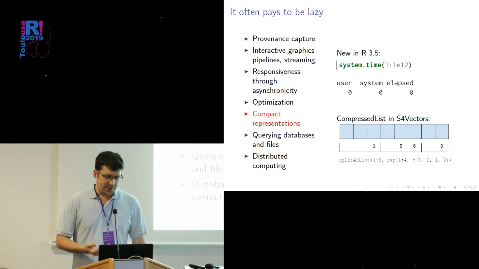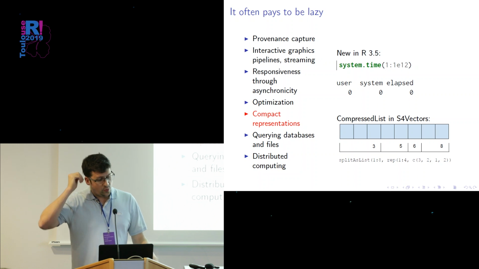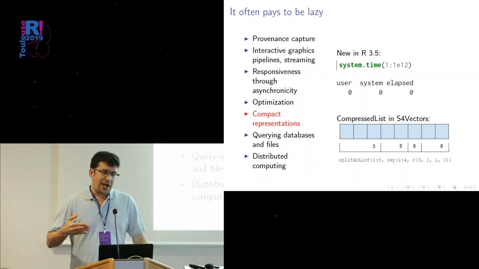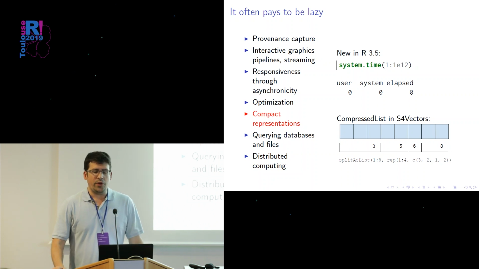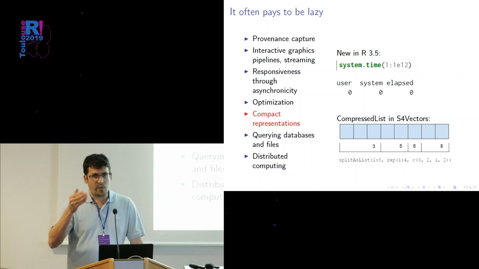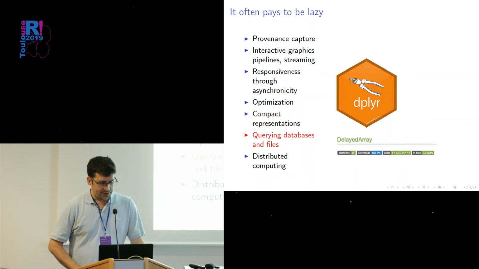yet. This is an example from actually in a recent version of R. If you do 1 colon, to a trillion or whatever, it won't actually create all those trillion numbers. Instead, it'll immediately return, because all it's doing is storing the endpoints of that. Similar thing for the way we do compressed lists. So that's where vectors, we don't actually form every single element of a list. We just store a partitioning of a vector into that list, so it's lazy.